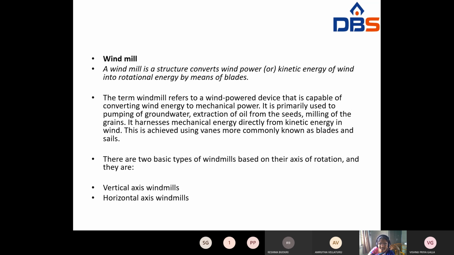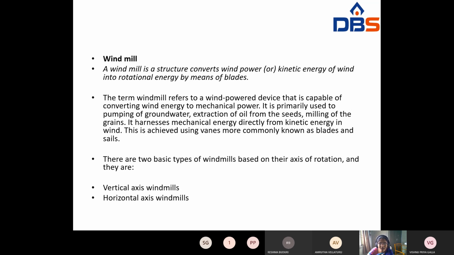This is achieved using vanes, more commonly known as blades and sails. So here you convert the kinetic energy into mechanical energy by using the blades. Those blades are also called vanes or sails. By using the windmill, you can convert kinetic energy into mechanical energy. Whenever you get the mechanical energy, at that time you can connect an alternator to that turbine, and then you can convert it into electrical energy.